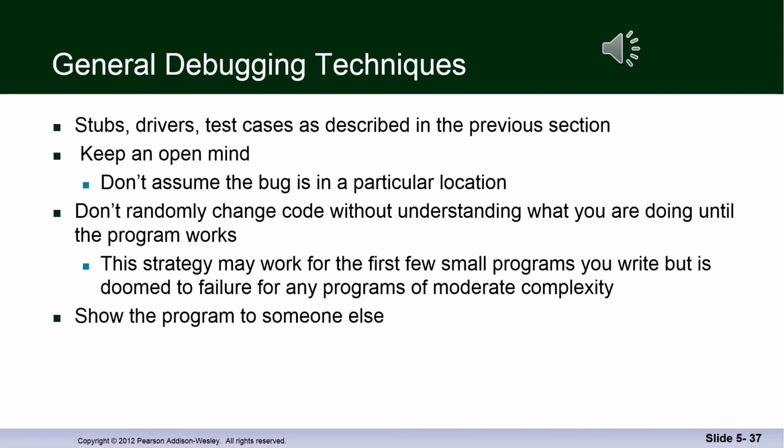Now, this next one is huge. Don't randomly change code without understanding what you're doing until the program works. This strategy may work for the first few small programs you write, but is absolutely positively doomed for failure for any programs of any complexity at all. And if I can add to this, don't change more than one thing without rerunning the program and analyzing the impact of the change you made.